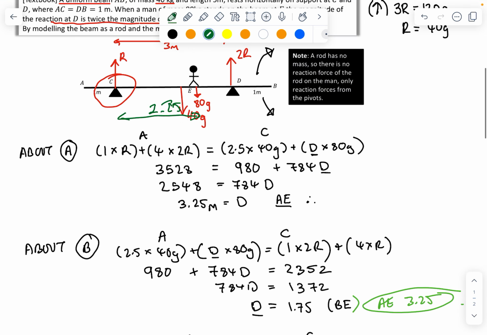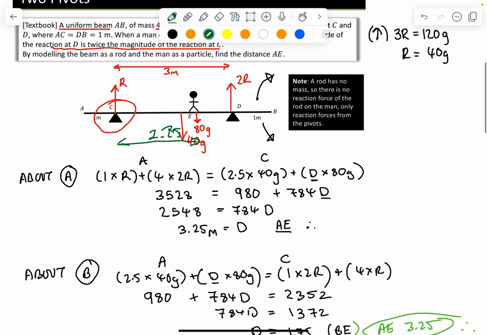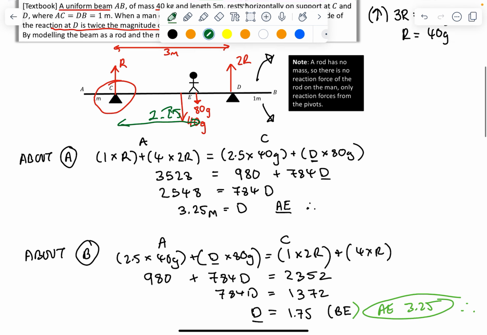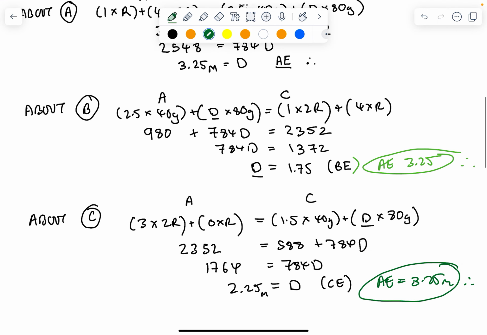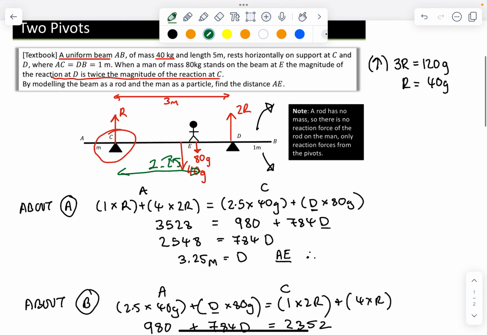So as you can see, as long as you're consistent, a pivot might make it easier. When we picked A, we didn't have to work anything else at the end. With the other two pivots, we then had to work out what distance we were looking for, but we got the same answer.